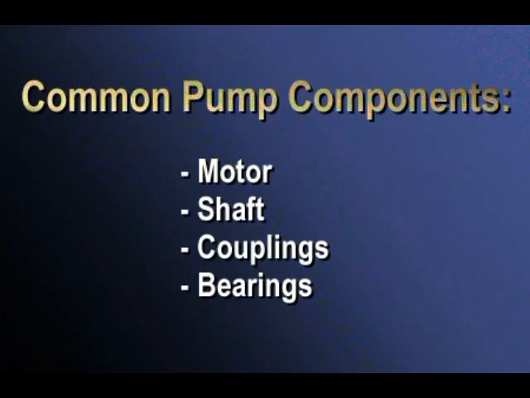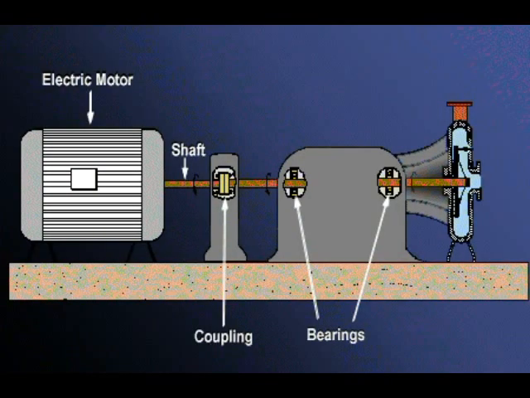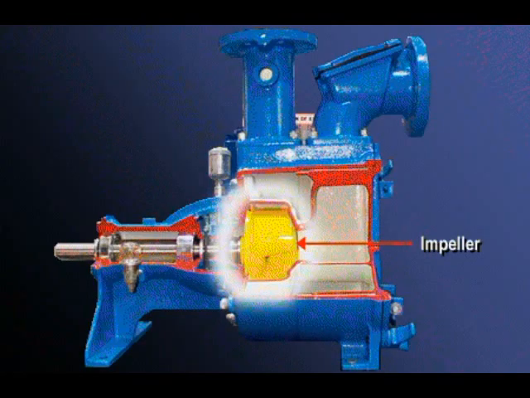These components are the motor, shaft, coupling, and bearings. Note the motor, shaft, coupling, and bearing in this diagram. All centrifugal pumps have an additional common component, the impeller. The impeller inside of this pump is highlighted.